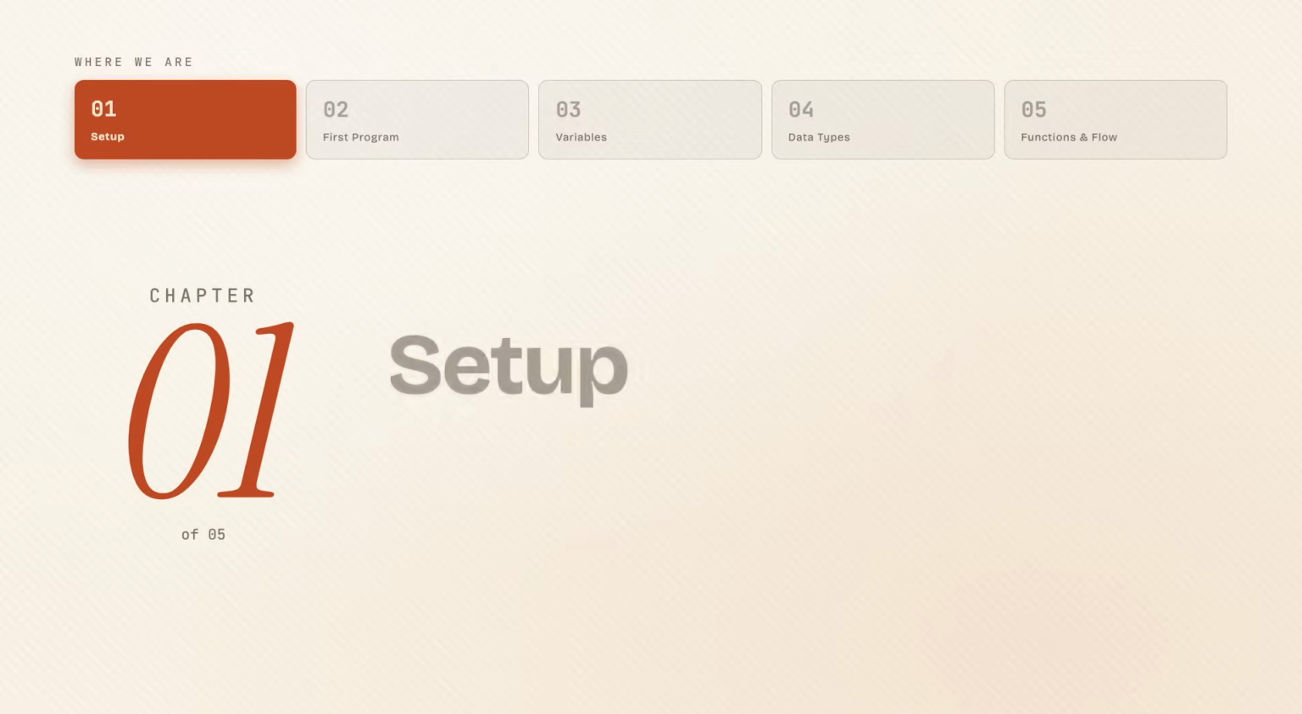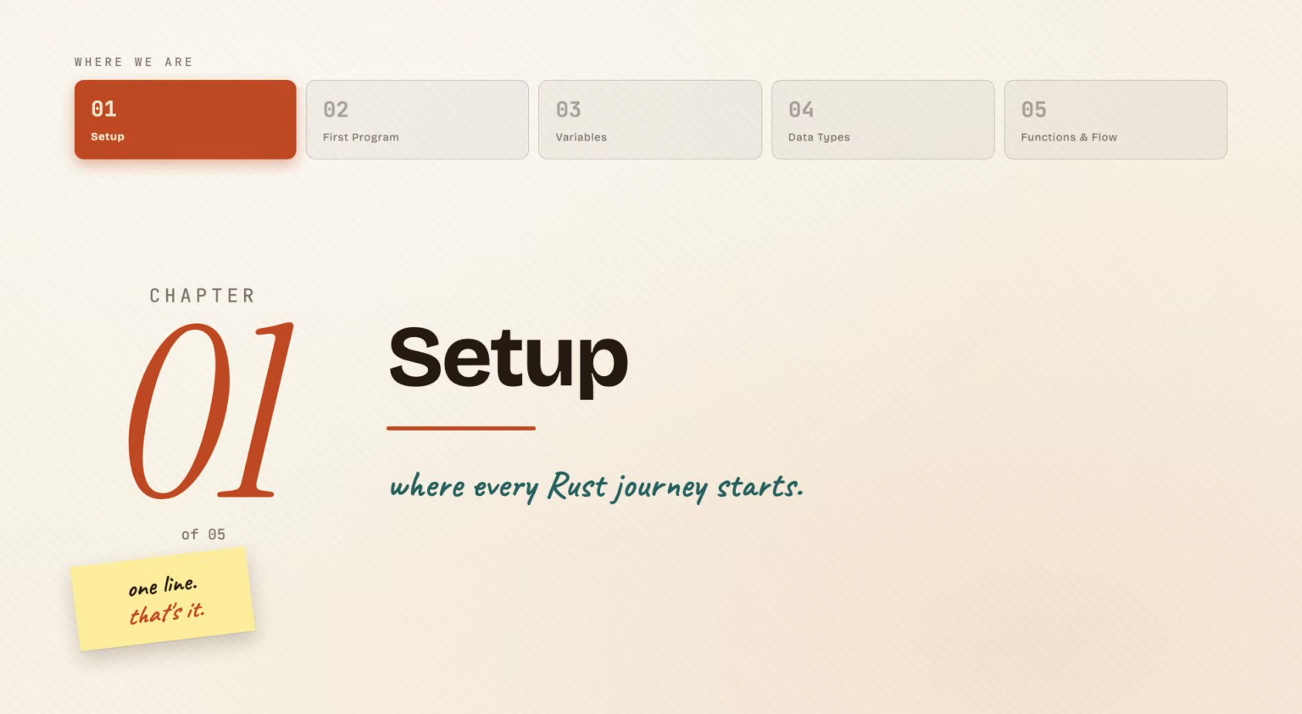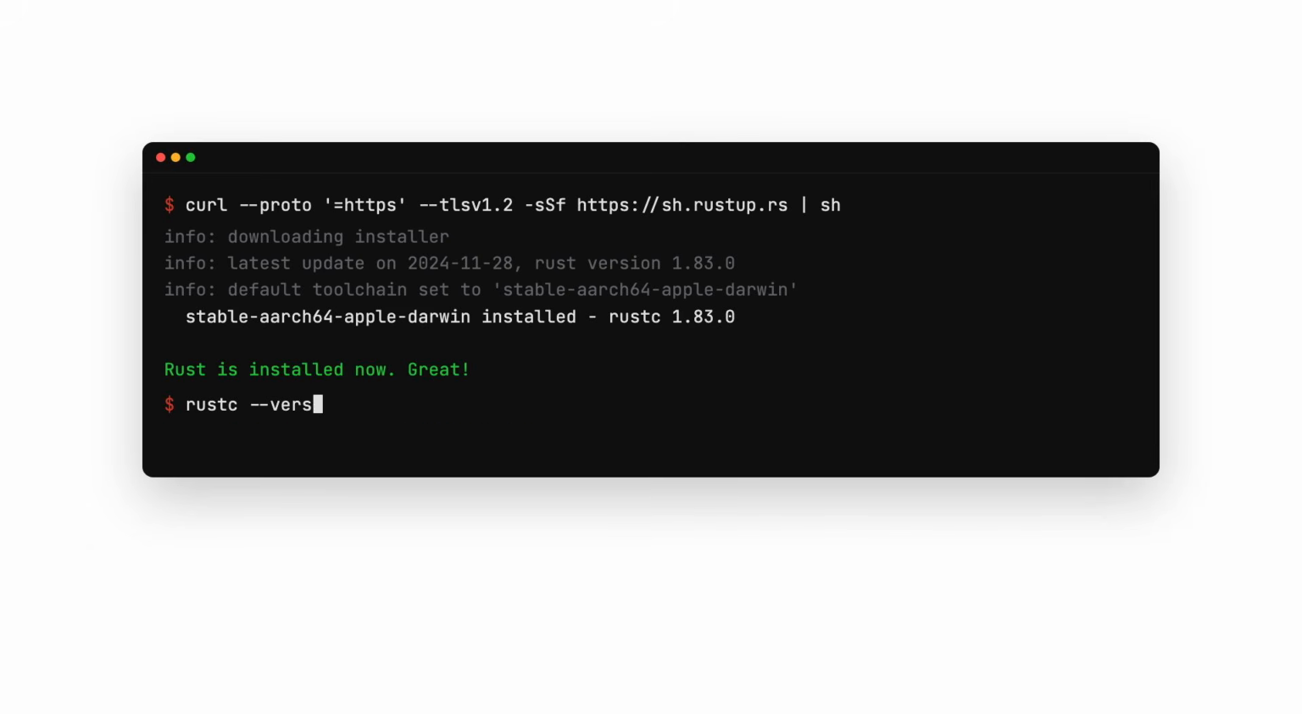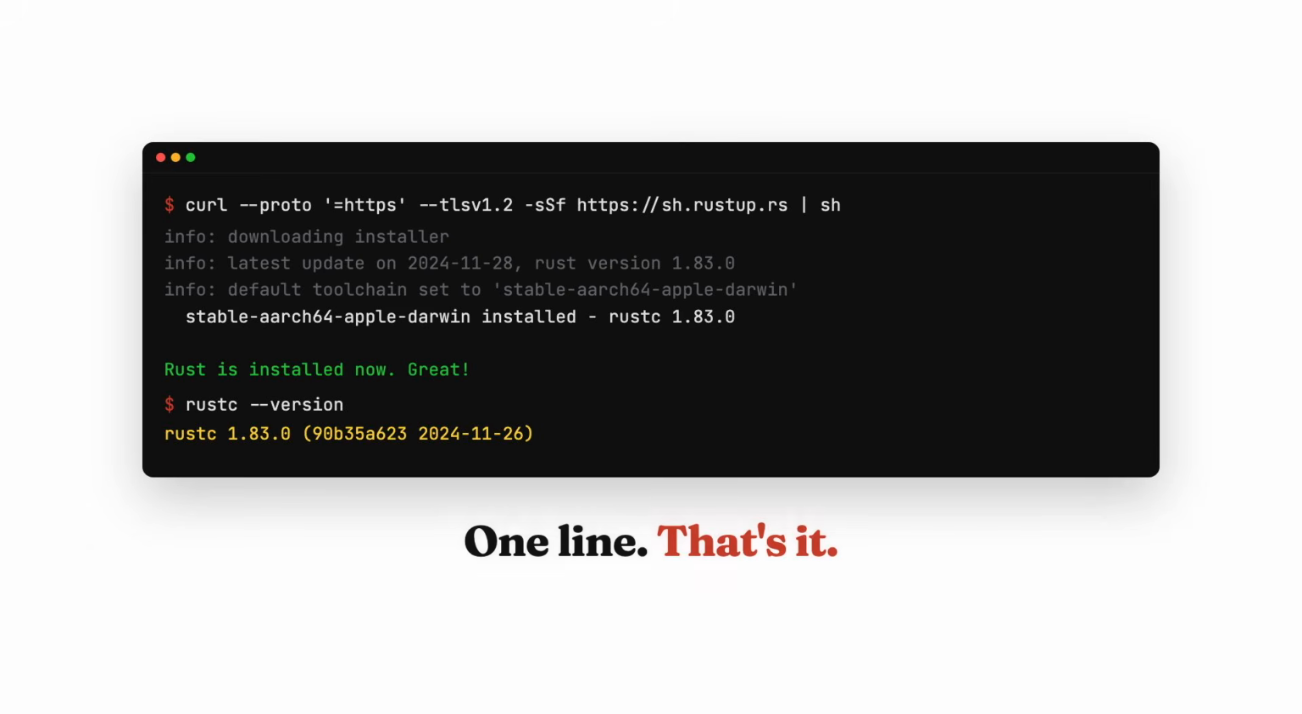Let's get started and set up Rust on your own machine. Installing Rust takes only one command. You can just open your terminal, paste this and hit enter, and the script downloads and sets up Rust using the official Rust installer. Once it's done, you can run rustc --version to confirm it's working, and that's it.